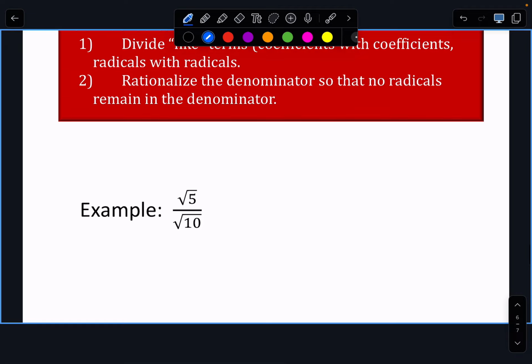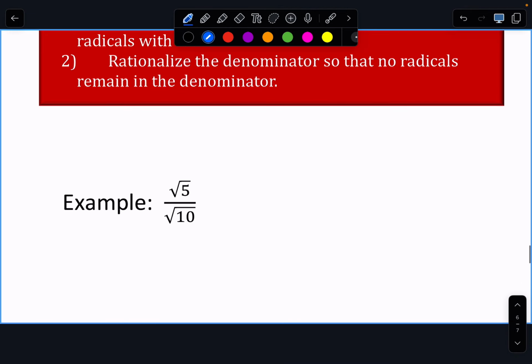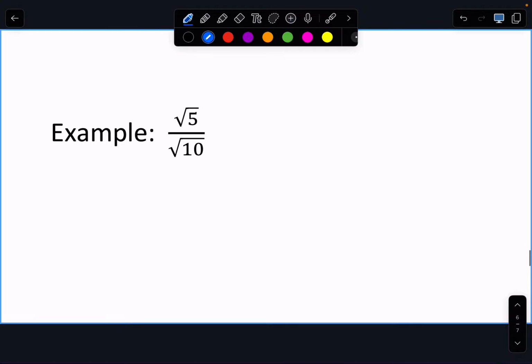Okay. Now, here's the deal with when we divide. Can we have a radical in our denominator? No. We cannot have a square root in our denominator. So I heard somebody say we have to multiply. What do we multiply by? By the square root of what? 10. Just in the denominator? No, also the numerator.